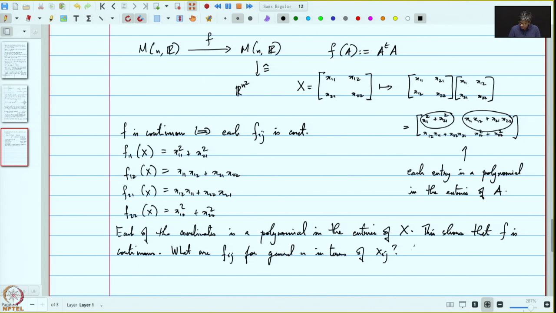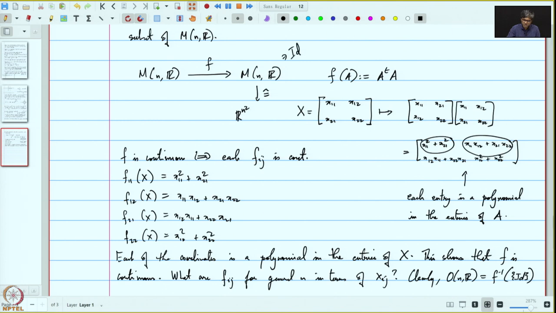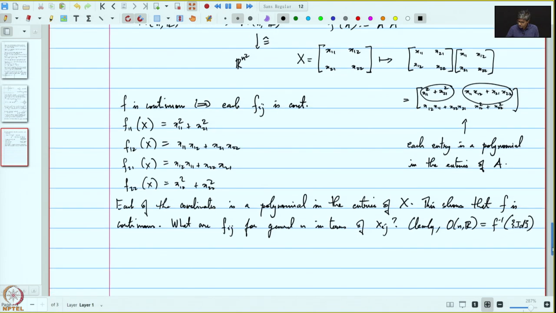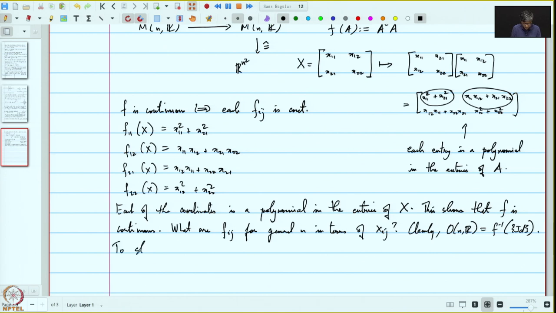So clearly, this ONR is equal to F inverse of the identity matrix. Right? So MNR contains the identity matrix. Yeah. And therefore, to show that ONR is closed in MNR, it suffices to show that this singleton identity in MNR is a closed subset.